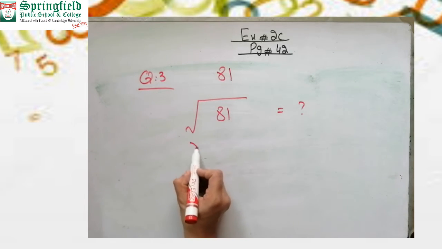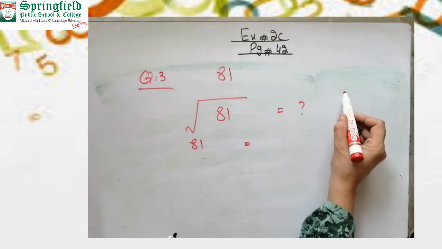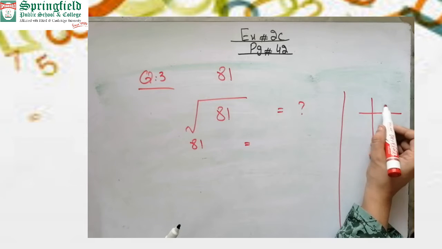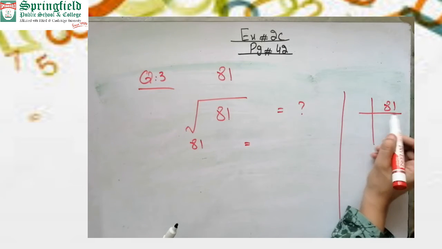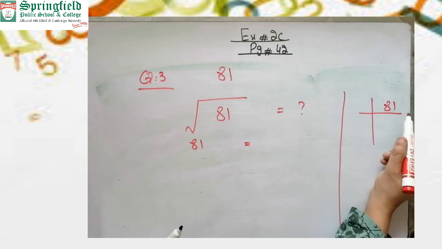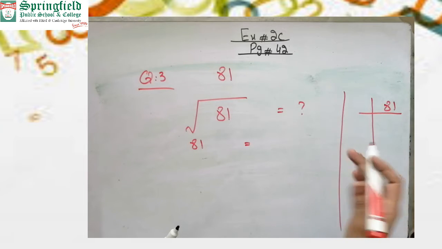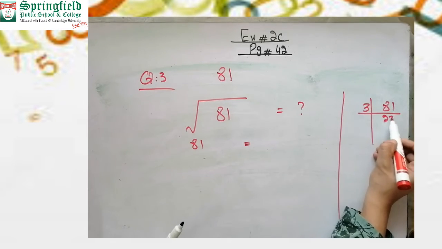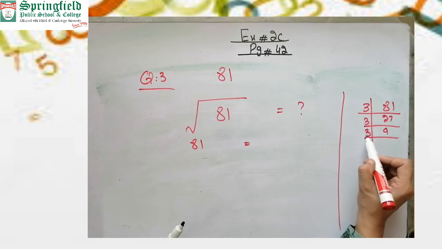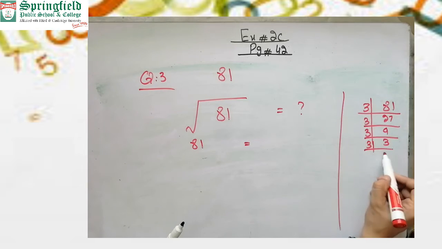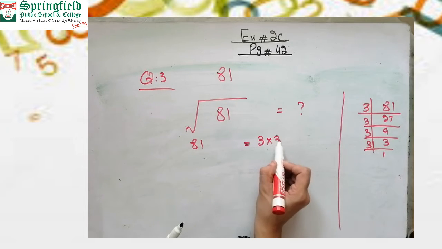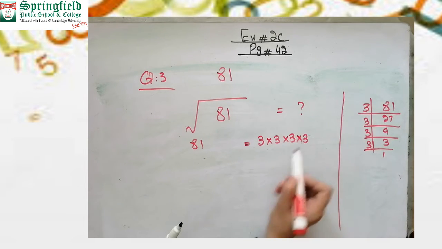So 81, first we will find the factors of 81 by using the prime factorization method, as we already learned in chapter 1. So we will start. Okay, look at the last digit 1. It means 81 cannot be divided by the table of 2. So we will start from the table of 3. So 3 2s are 6, 3 7s are 21, 3 9s are 27, and 3 3s are 9, 3 1s are 3. The factors of 81 are 3 multiply 3 multiply 3 multiply 3.